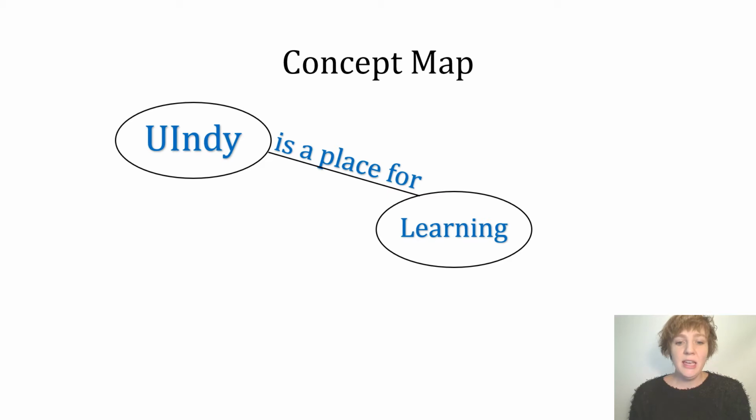We could say that UIndy, that's our big idea, is a place for learning. So in this example, both UIndy and learning are the ideas. Now, most concept maps have one sort of big grand idea with other ideas verging off of that. So in this example, we'll say that UIndy is the great big idea, and then learning is something that relates to UIndy. On the line there, we've drawn the connection. So it says UIndy is a place for learning, and it reads a lot like a sentence.